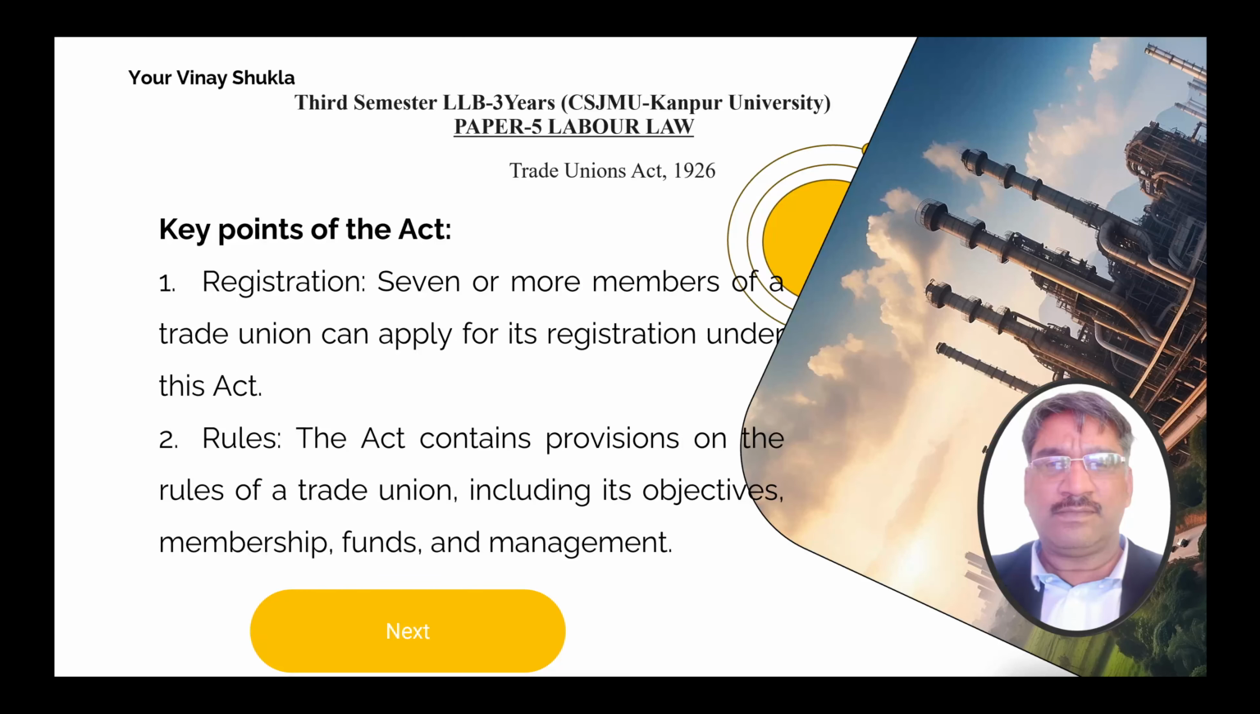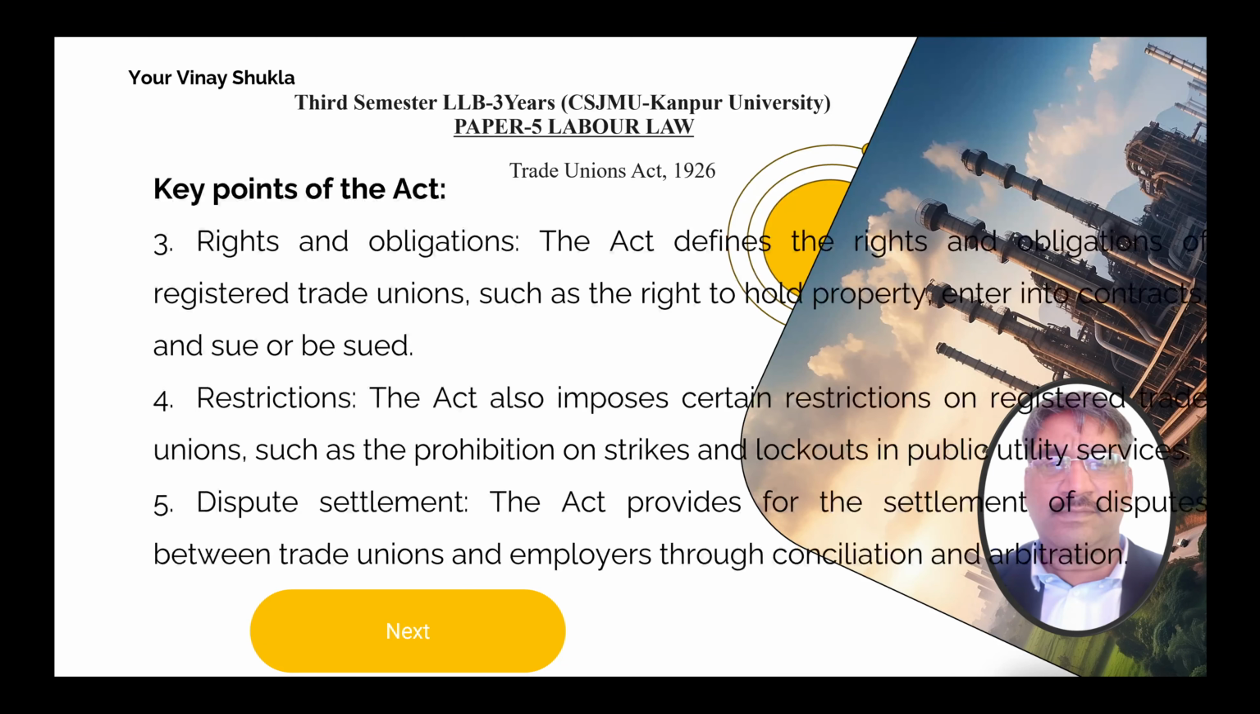Key points of the Act. Registration: 7 or more members of a trade union can apply for its registration under this Act. Rules: The Act contains provisions on the rules of a trade union, including its objectives, membership, funds, and management. Rights and obligations: The Act defines the rights and obligations of registered trade unions, such as the right to hold property, enter into contracts, and sue or be sued.